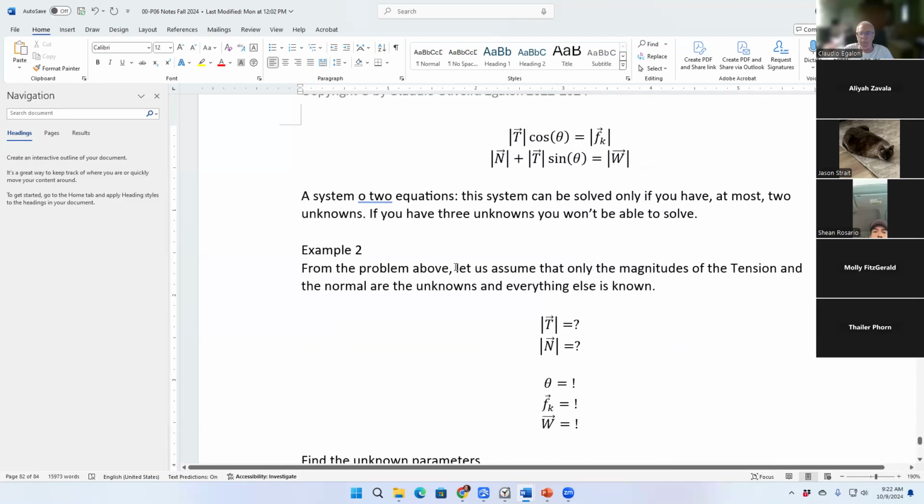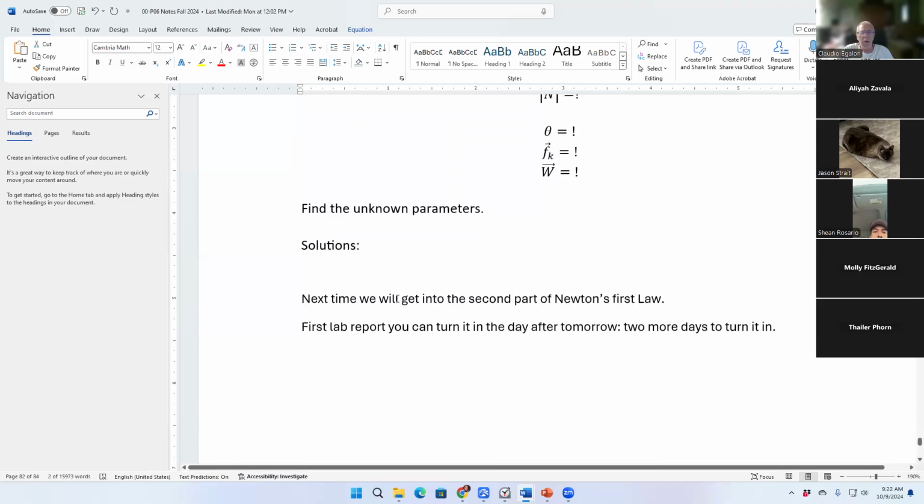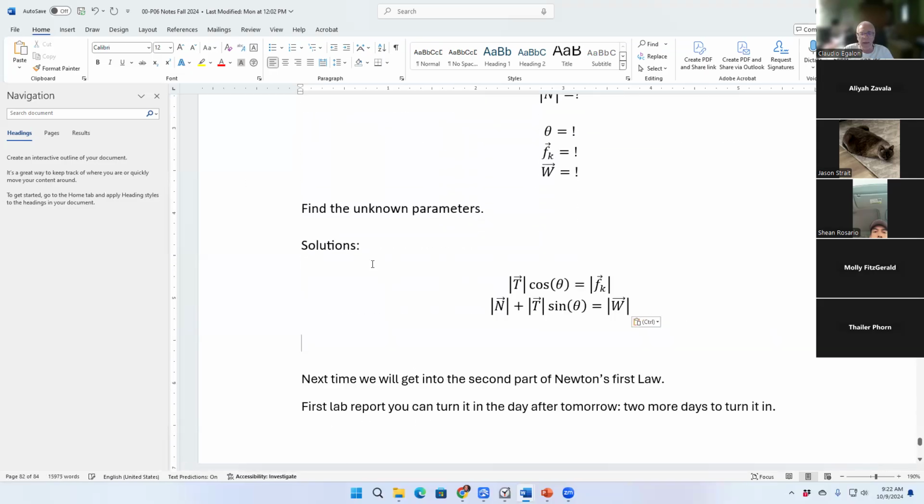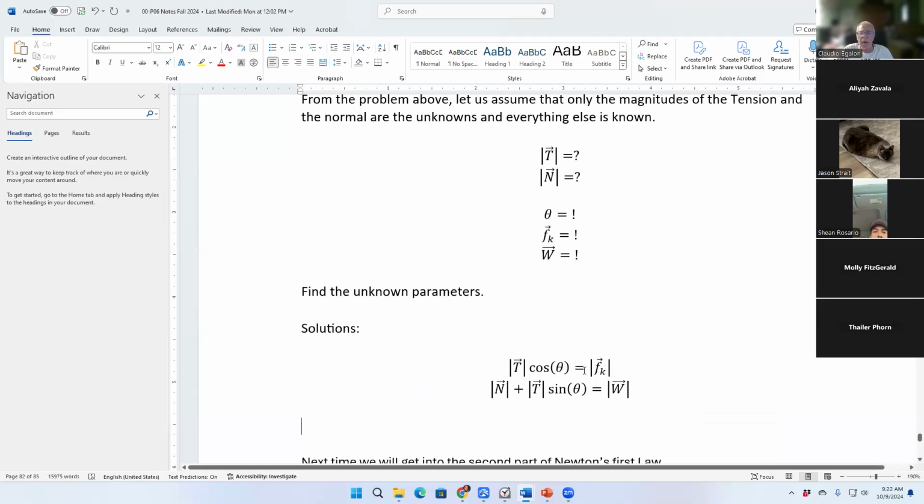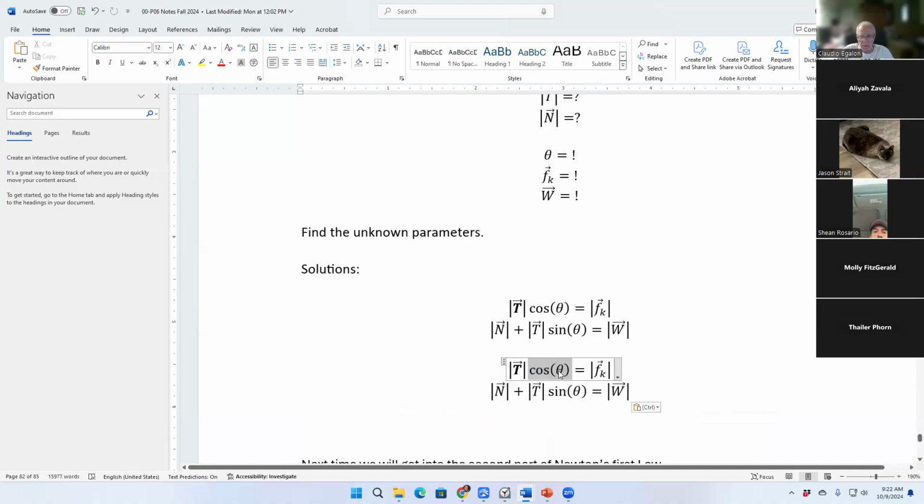What do we do? It's going to be a rather easy problem to solve. It's not that difficult at all. Some problems are difficult, but this one is not that big of a deal. Note that the force of kinetic friction is known. Theta is also known. The only one that we do not know is the magnitude of the tension. So all we have to do is solve this equation for tension.